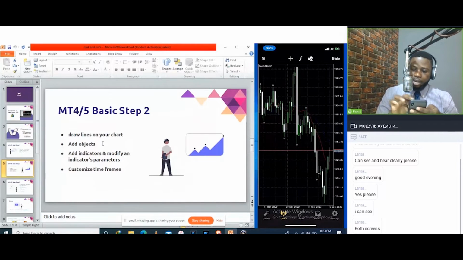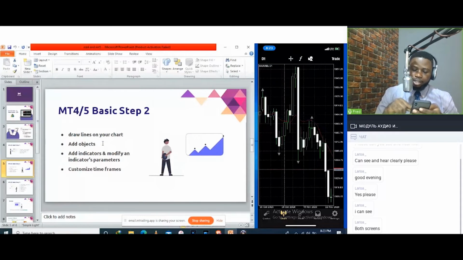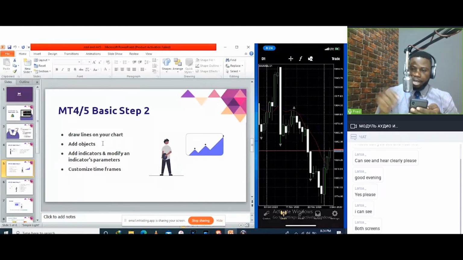With D1 now, that means this is the daily chart. So every candlestick you see here represents one day, the movement of gold in one day. Since we are using the gold charts right now, that's the XAU USD.